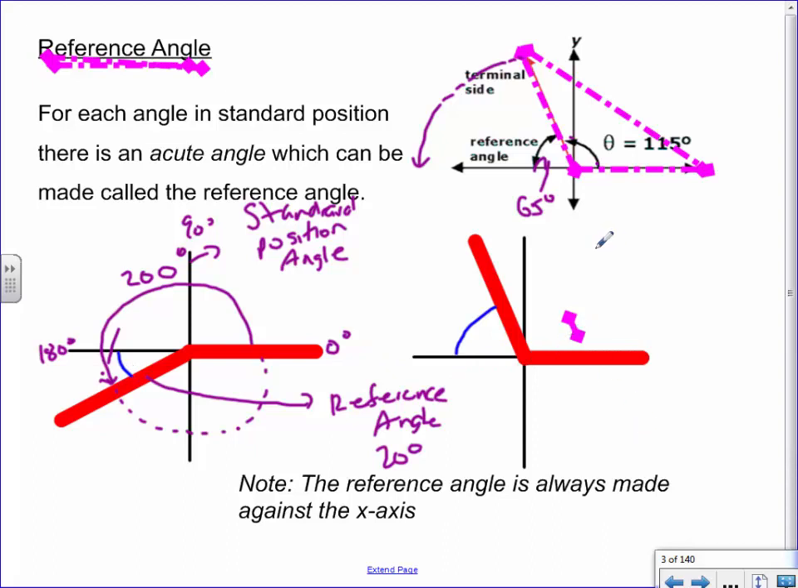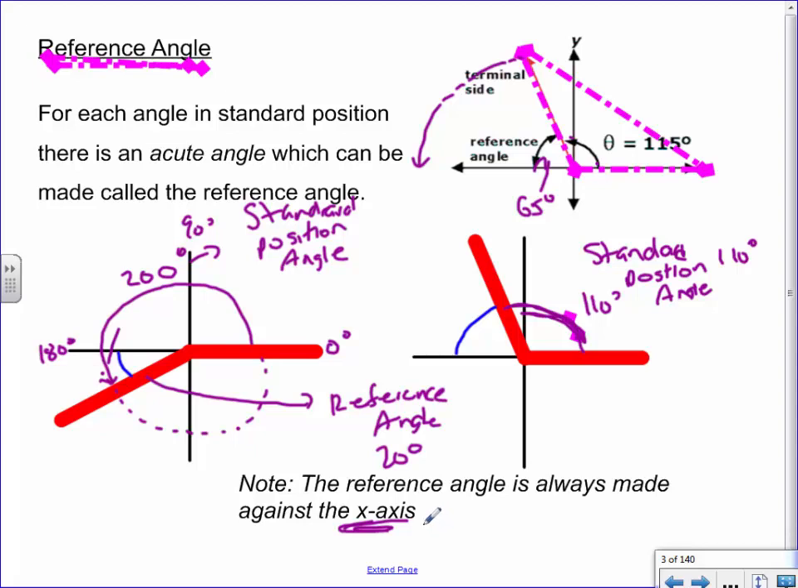If I were to tell you that this guy had a standard position angle, and let's say the standard position angle was 110 degrees, that means that from here to here is 110 degrees. Now, some people might say, okay, that means you went 20 degrees too far, right? Because 90 would be straight up. 20 more degrees is too far, but the default is always with the x-axis.